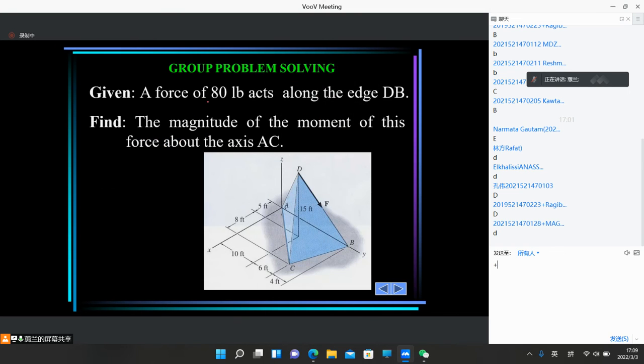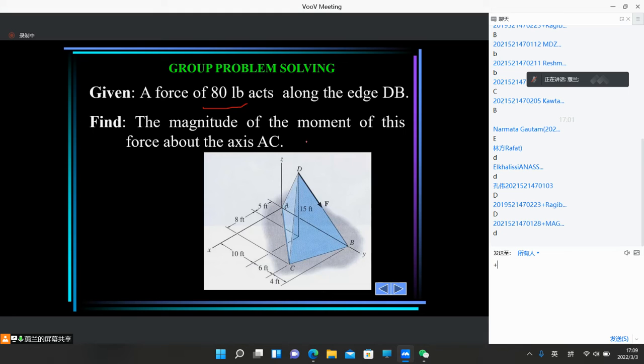So now it's time for you. A force of 81 acts along the edge DB. We need to find the magnitude of the moment of this force about the axis AC. Here, this is the force F. F only gives its magnitude. We need to determine its Cartesian vector form, and then calculate the moment of the force about the axis AC.